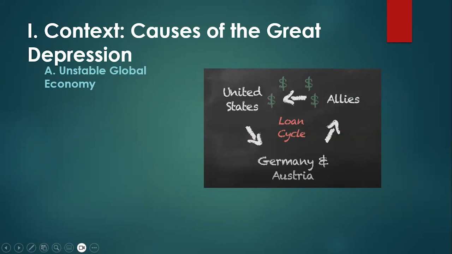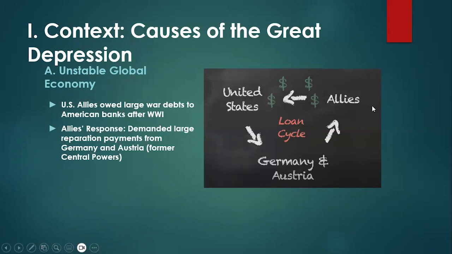So, the causes of the Great Depression, I will suggest, as usual, there is no single cause, right? There's not just point A and point B. It's much more complicated than just black and white. History is never that simple. We need to embrace that complexity. But one major cause was the fact that there was an unstable global economy after World War One.